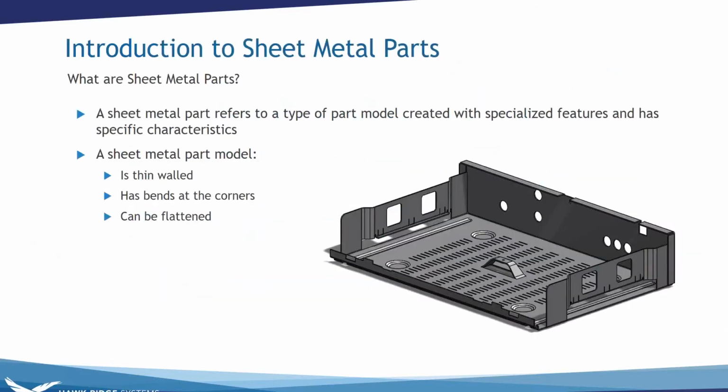So first, what are sheet metal parts? Sheet metal parts in SOLIDWORKS are created with specific features, which I'll show you here. How it works is it's uniform thin-walled parts. It has bends at the corners, and they can be flattened. You can create formed sheet metal parts as well, but the flat pattern may or may not be as accurate as you hope. So again, pretty much anything that you can make with a brake.